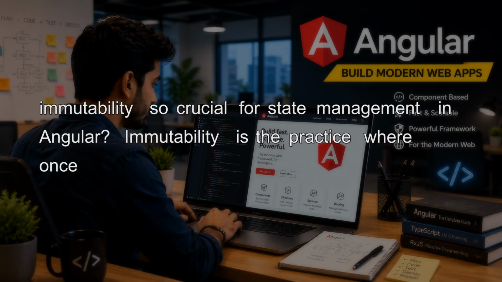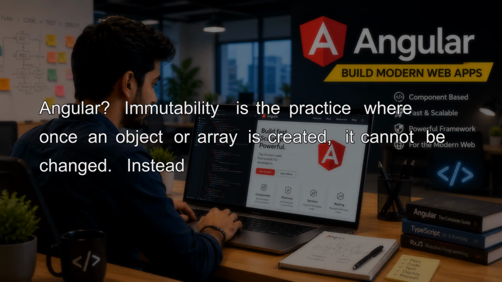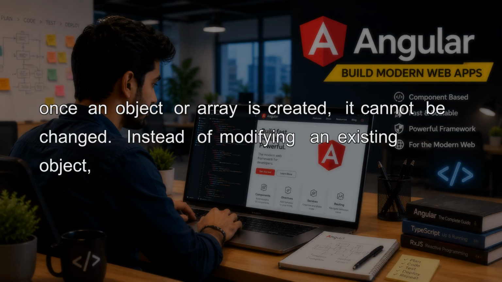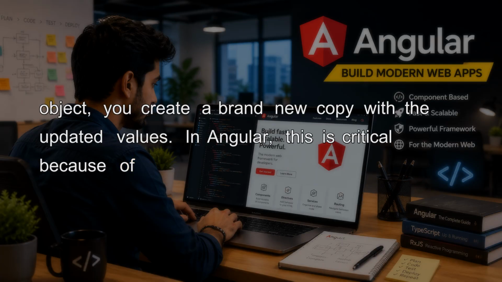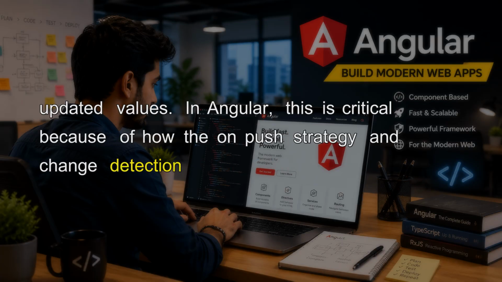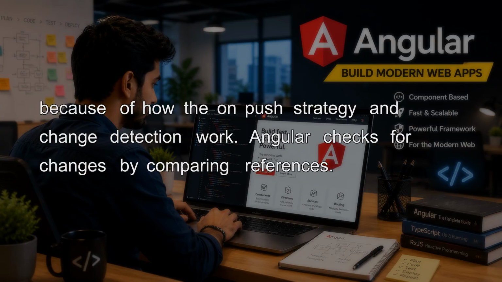Immutability is the practice where once an object or array is created, it cannot be changed. Instead of modifying an existing object, you create a brand new copy with the updated values. In Angular, this is critical because of how the OnPush strategy and change detection work. Angular checks for changes by comparing references.